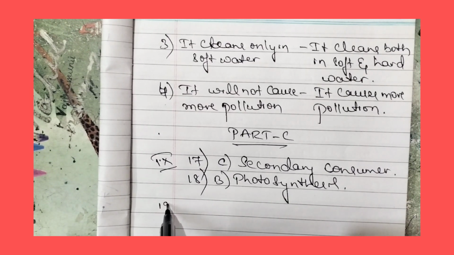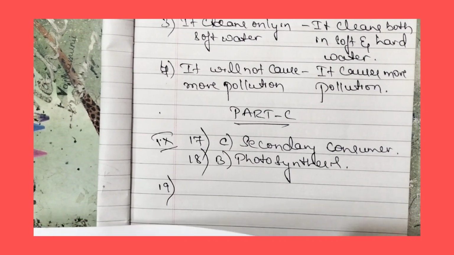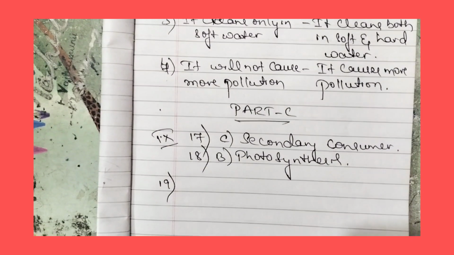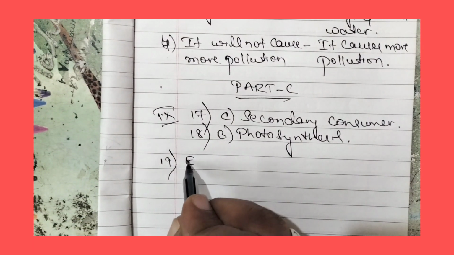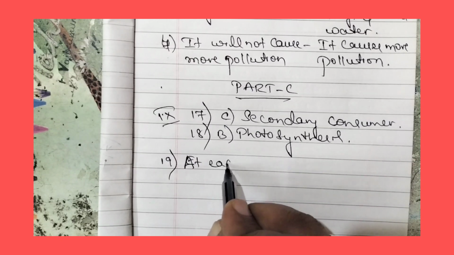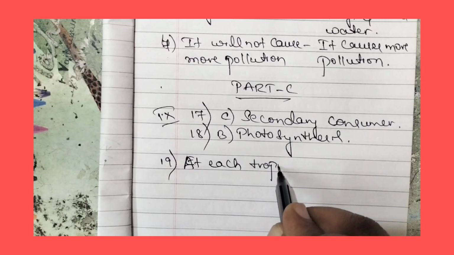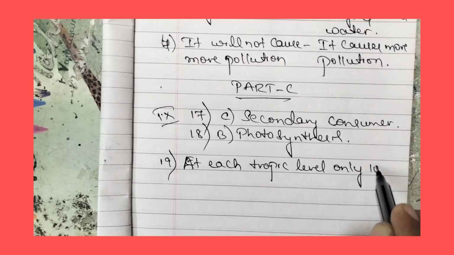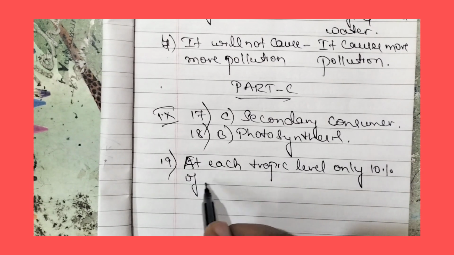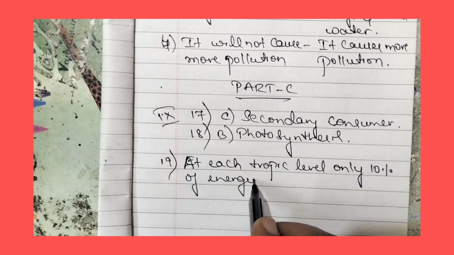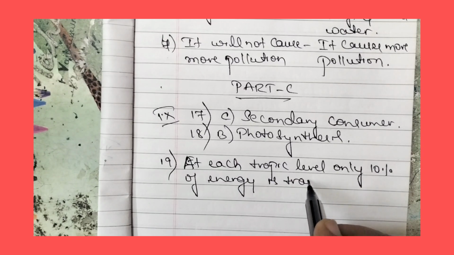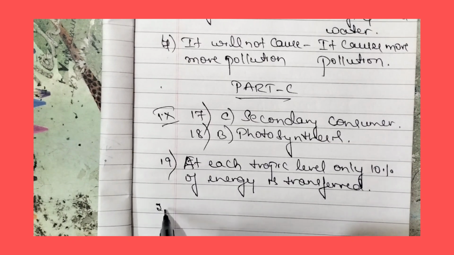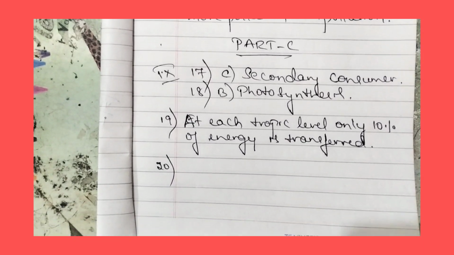Now let us move to the 19th question. What is the 10% law? At each trophic level, only 10% of energy is transferred. Therefore, it is called the 10% law.